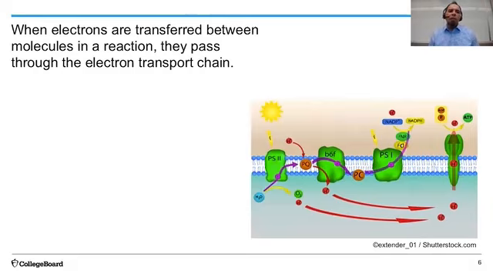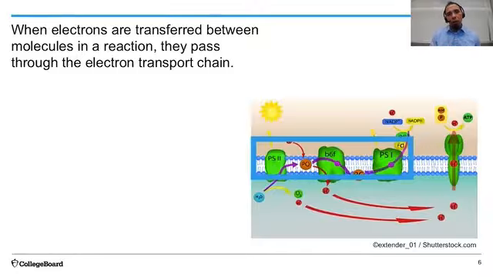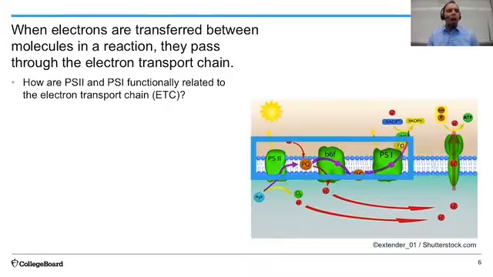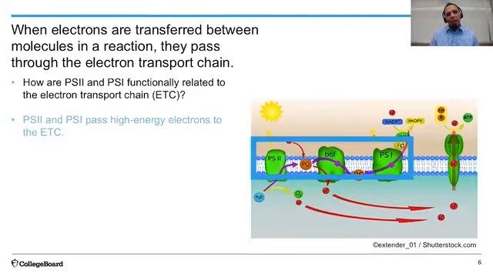Next, when those electrons are transferred between molecules in a reaction, they pass through the electron transport chain. I'm going to highlight the electron transport chain for you there in blue. Again, pause the video. I always like to have my students draw pictures and maybe write captions, so it might be a good time to pause the video and redraw this. But how are photosystem 2 and photosystem 1 functionally related to the electron transport chain? Great question. Here's the answer. PS2 and PS1 pass high energy electrons to the electron transport chain. A lot of electron terms here, I know. That's their function, to pass these electrons along the line.